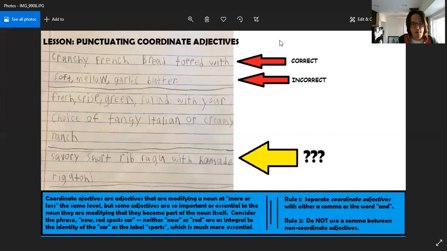Now, I don't want to get hung up on whether or not short rib should be hyphenated, or even combined as a compound word. But I suppose you could include that in your analysis. But mostly I'm looking at the words savory and short rib and wondering what your takes are on whether or not we have coordinate adjectives here or non-coordinate adjectives.